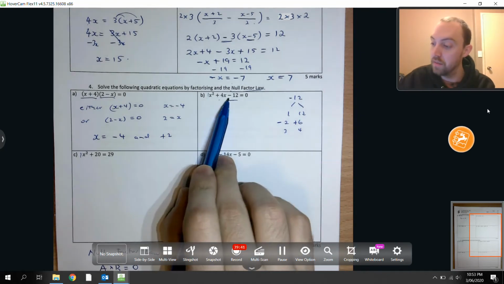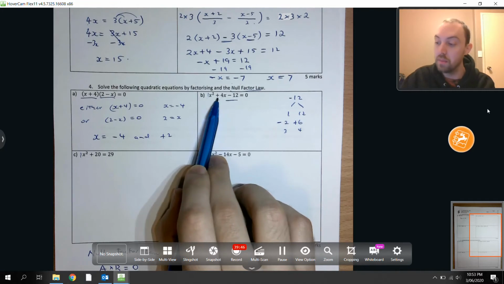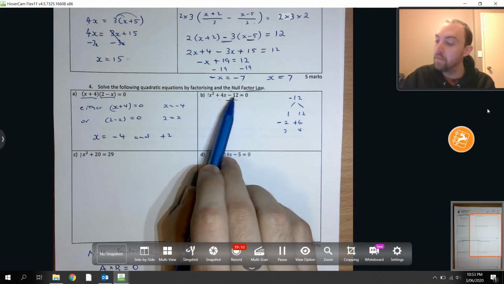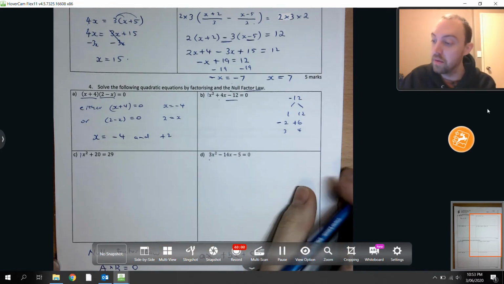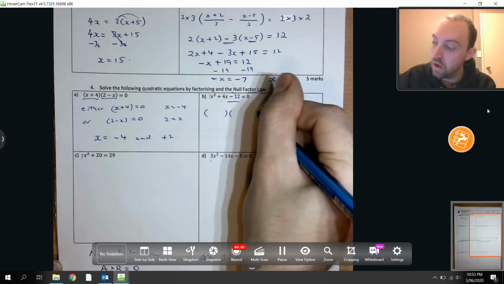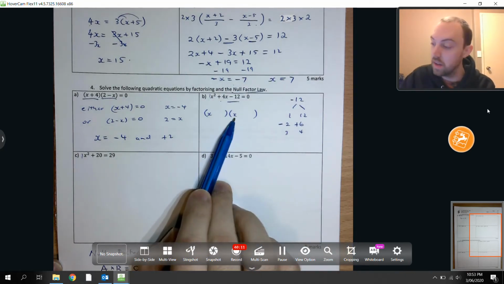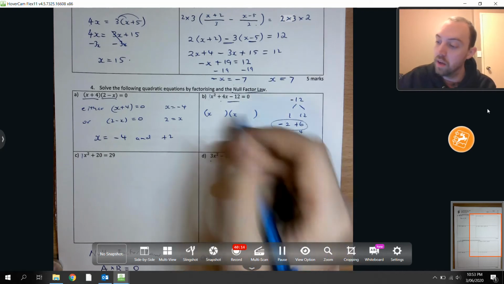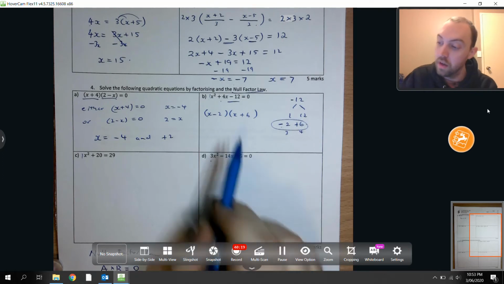So if you have a negative here, one of your numbers has to be a negative. If it's a positive here, then it's the larger of those two numbers that has to be positive. If it's a negative here, then the larger one would be negative. It's a bit to unpack there, but hopefully this is more revision. So we have two sets of brackets, both starting with x, and we're going to take out two numbers here. We have -2, +6, and then we're done with the factorizing anyway.